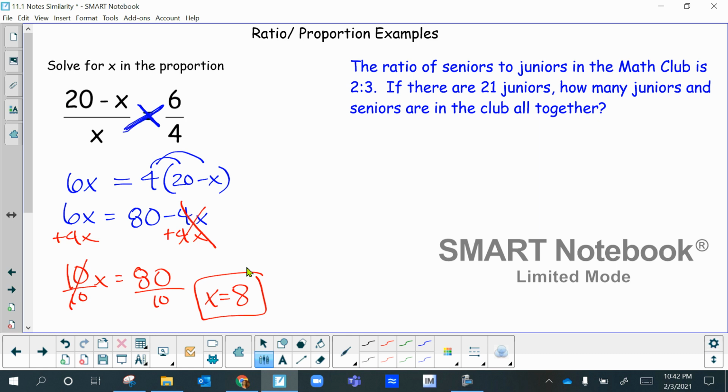And lastly, another ratio proportion problem. It says the ratio of seniors to juniors in the math club is 2 to 3. If there's 21 juniors, how many juniors and seniors are in the club altogether? Okay, so we want to set up a ratio and a proportion. So 2 to 3. Okay, remember that's another way to write this ratio right here. And so remember, think about how they said it over here, the seniors to juniors. So this is seniors to juniors. Seniors is on top. They said there's 21 juniors, so I need to place that on the bottom, just as I've done so here. And then I'm going to solve for x, which is going to be my seniors.